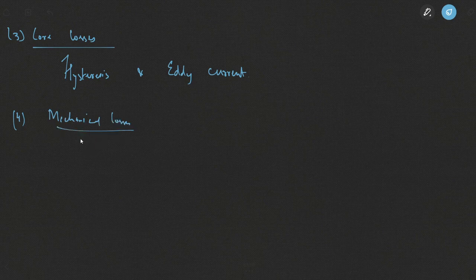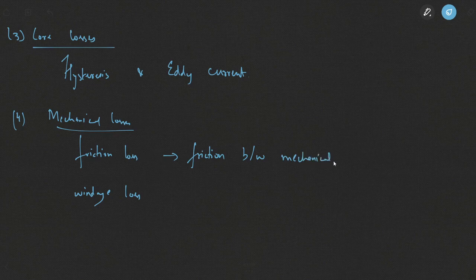Mechanical losses are of two types. One is the friction loss and second is the windage loss. Friction losses are simply friction between the mechanical parts, like the bearings you have. That will lead to loss of some energy. Windage losses are because of the friction between the armature and all the moving parts, the rotor and the air. So there will be friction between the rotor and the air that will also contribute to losses.